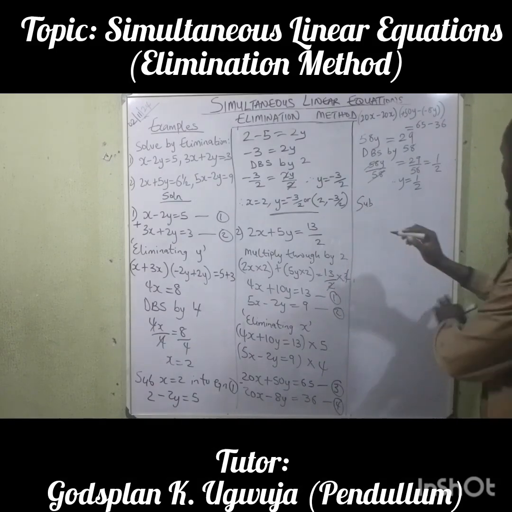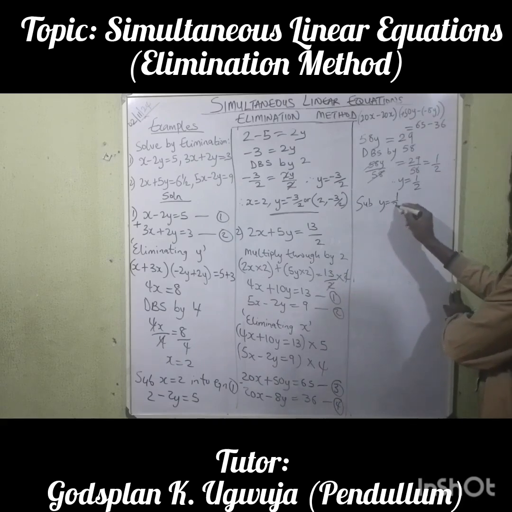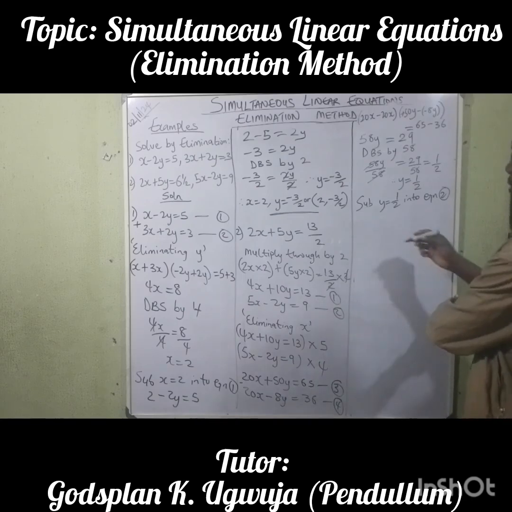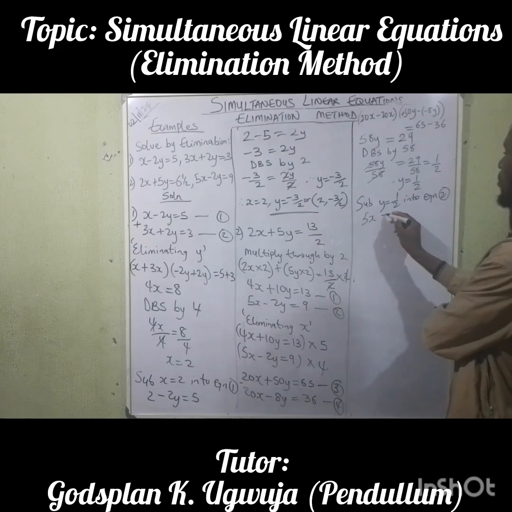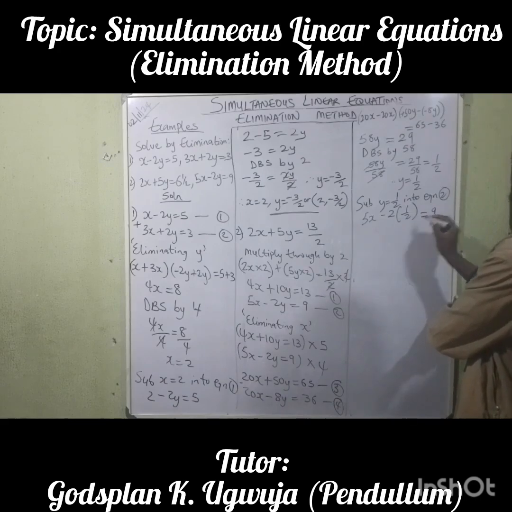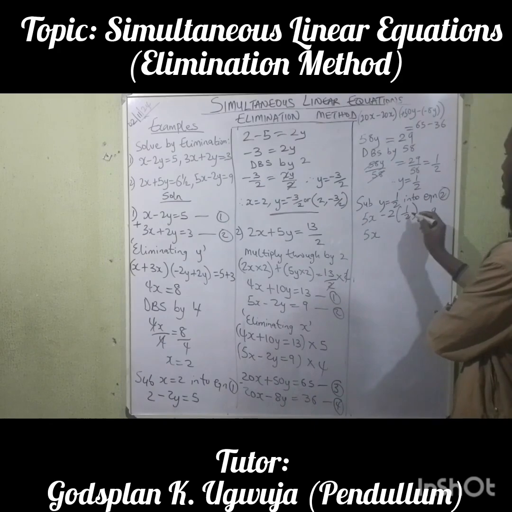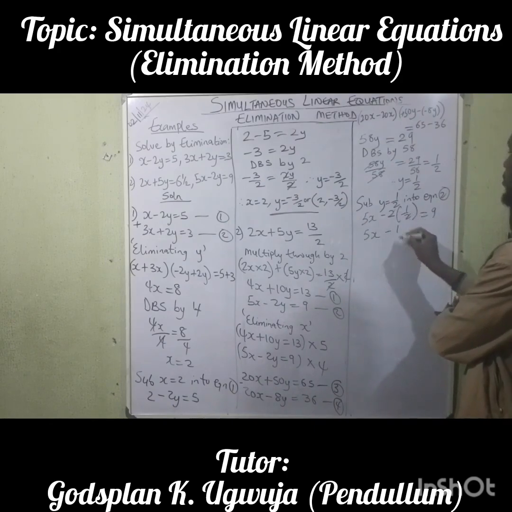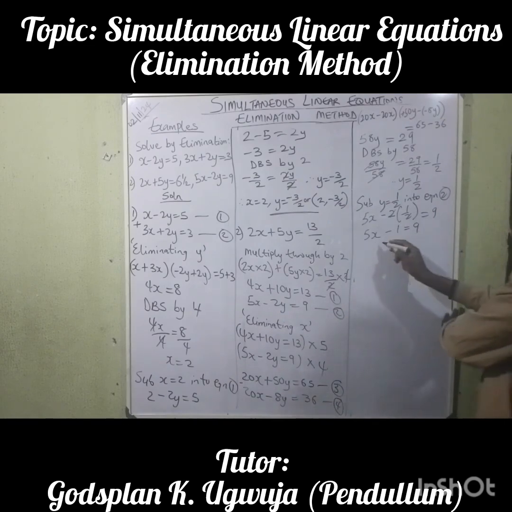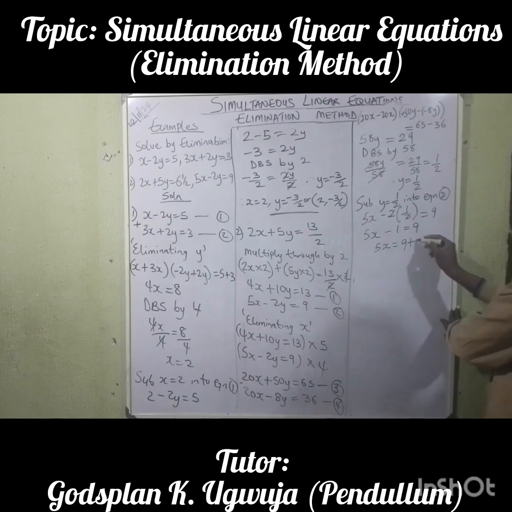So I'll substitute y equals 1 over 2 into equation 2. You can as well substitute into equation 1 if you prefer. Alright, so I have 5x minus 2, and wherever I see y, I'll put 1 over 2, is equal to 9. 5x, now this will cancel this, minus 1. 2 times 1 over 2 is 1, equals 9. Now this is going to cross here, so 5x will be left here, equals 9 minus 1 crosses, becomes plus 1.